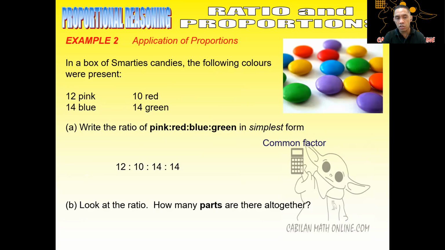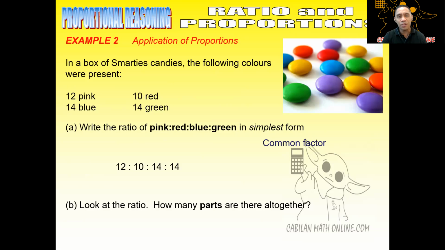Okay, 10 doesn't go into 12 evenly, and it doesn't go evenly into 14 as well. Since 14 is bigger than 12 and 10, 14 doesn't go evenly into those numbers as well. So we know it's none of those numbers you see there. If you look at 12, 10, and 14, you should notice that these are even numbers.